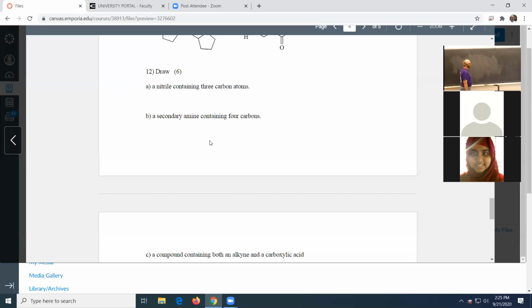Okay, and then a compound containing an alkyne and a carboxylic acid. Again, I didn't specify how many carbons. Okay, so this would be one possibility. Okay, and you could have extra carbons. And this is an alkyne, this is carboxylic acid.